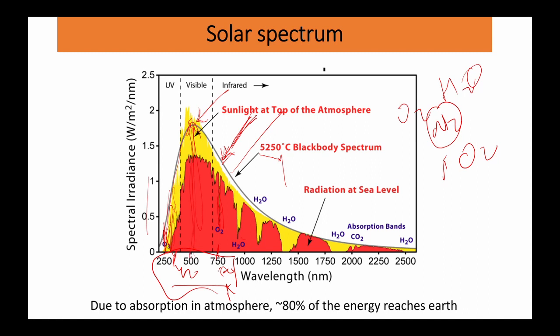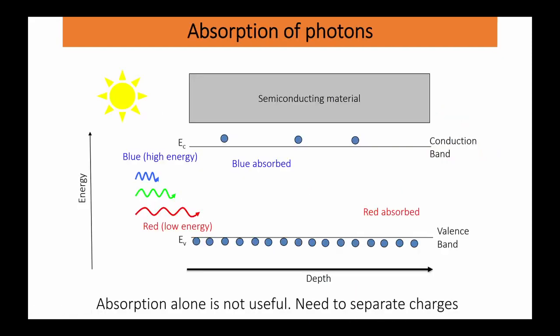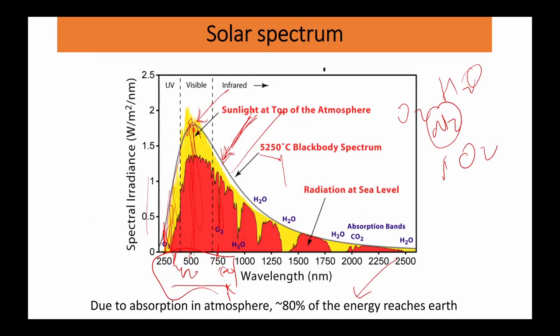Another thing: how a solar cell works, we will come to in the next slide also. Due to the atmosphere, only 20% of the energy is absorbed by the atmosphere, and 80% reaches the earth's surface.